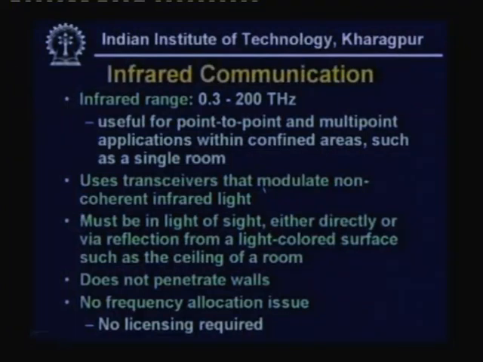Finally comes the infrared communication in the range of 0.3 to 200 terahertz. It is very useful for point-to-point and multi-point applications within confined areas such as a single room. Here, it uses transceivers that modulate non-coherent infrared light. In this case also, since it is light, it has to be line of sight, either directly or via reflection from the light colored surface or wall, ceiling of a room.